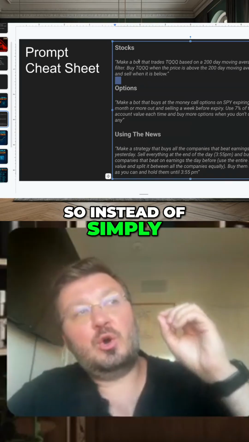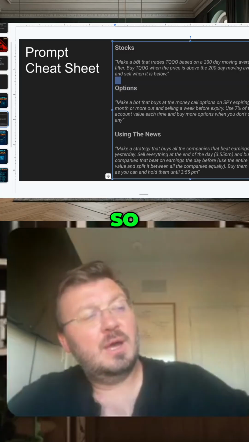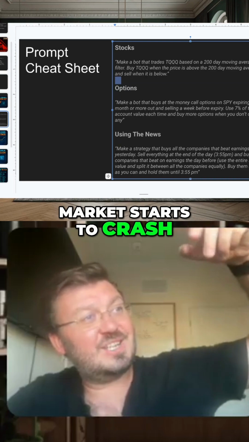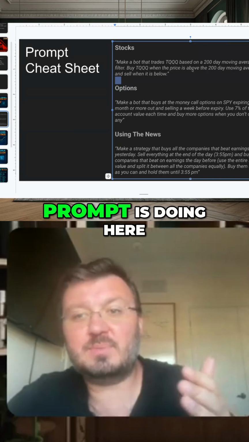So instead of simply owning TQQQ, it's going to trade it. It's going to swing trade it, basically. So it owns it when things are doing well and things are looking up, and then when the market starts to crash, it gets out, right? So you avoid those big, big drops. That's basically what this prompt is doing here.